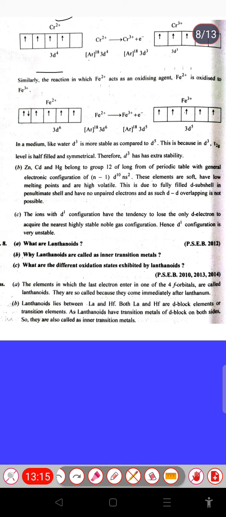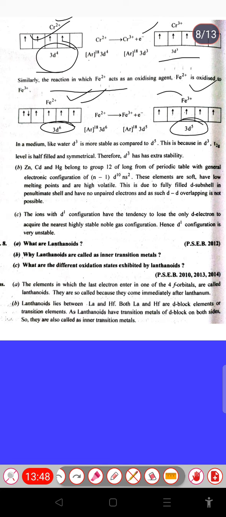Chromium 2+ has a 3d4 electronic configuration, and by releasing one electron it shows oxidation and acts as a reducing agent. And in chromium 3+ there is a 3d3 configuration with unpaired electrons. Similarly, in the reaction in which iron 2+ acts as a reducing agent, iron 2+ is oxidized to iron 3+. Iron 2+ is 3d6, and by oxidation iron 3+ shows 3d5, which is a half-filled electronic configuration of the d orbitals. And in a medium like water, d3 is more stable as compared to d5.